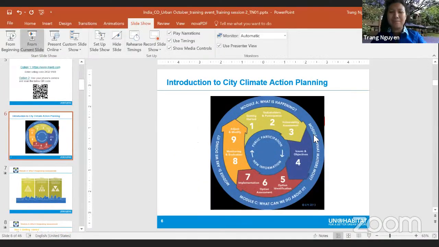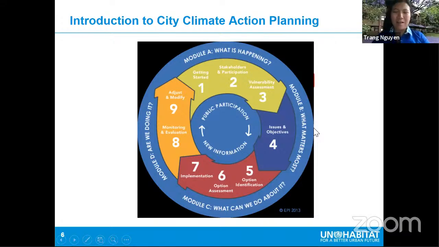Yeah. So let me start with the planning cycle. Of course, many of you are urban planners, and we are all dealing with plans on a daily basis at different scales.